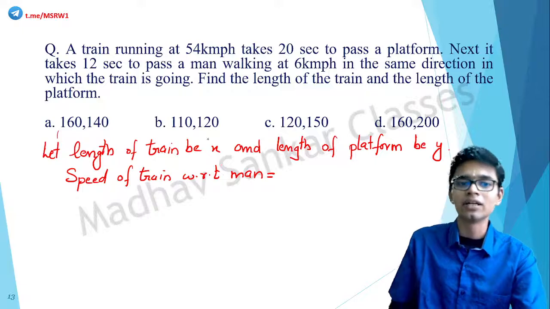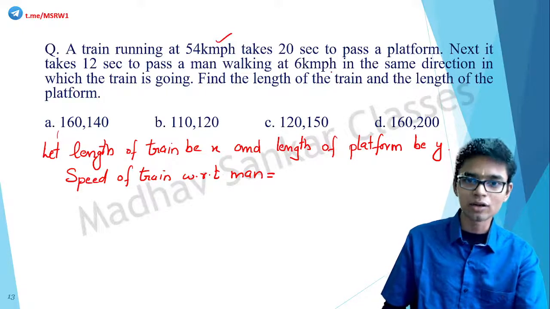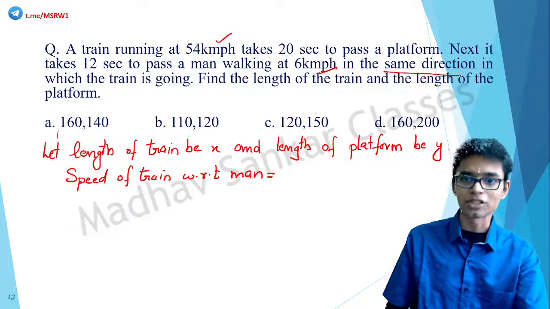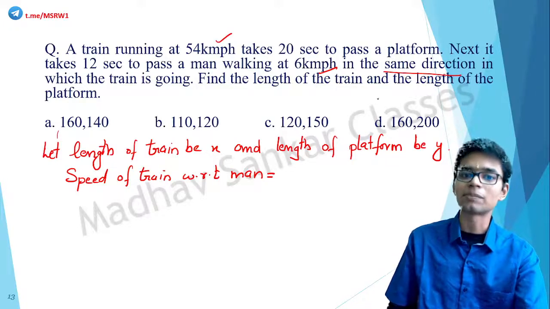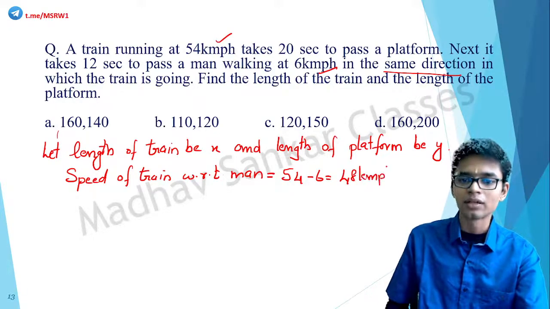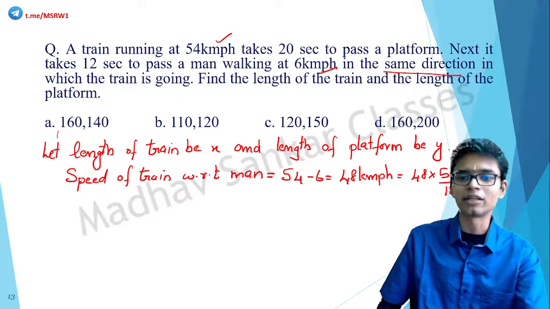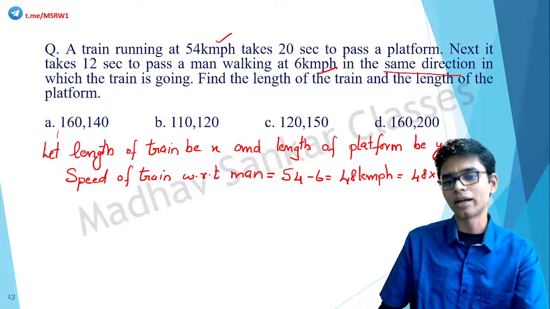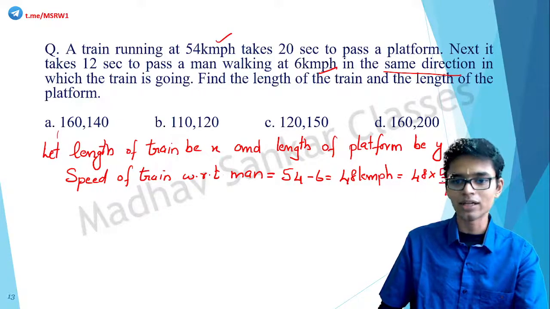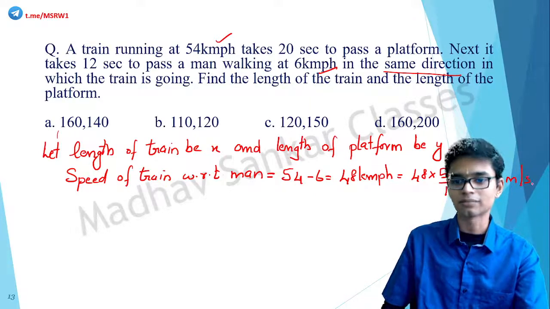The relative speed. Train is running at 54 kilometers per hour and the man is walking at 6 kilometers per hour in the same direction. Okay, so the speeds will get subtracted. 54 minus 6 is equal to 48 kilometers per hour, which is 48 into 5 by 18 meter per second. What is this? 24 and 9. 24 into 5, 120 divided by 9. Correct? Or 40 by 3 meter per second.